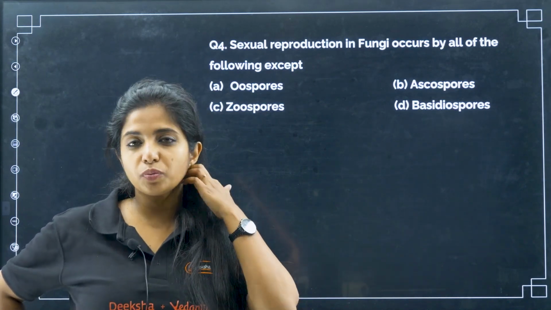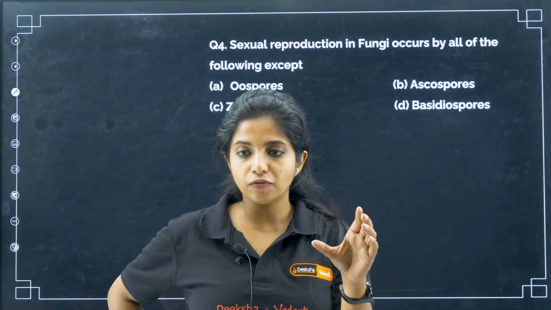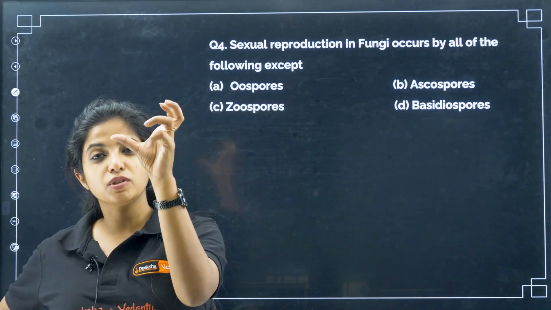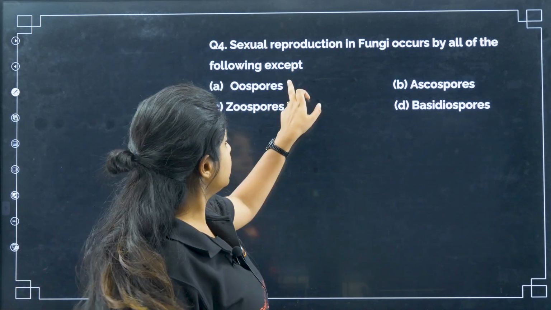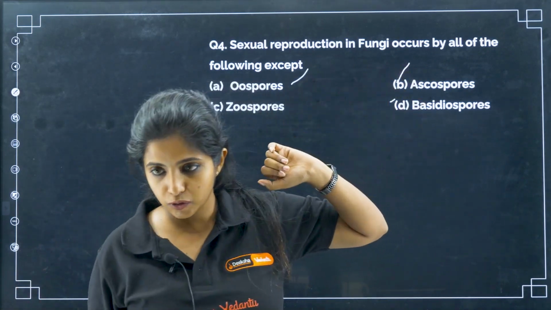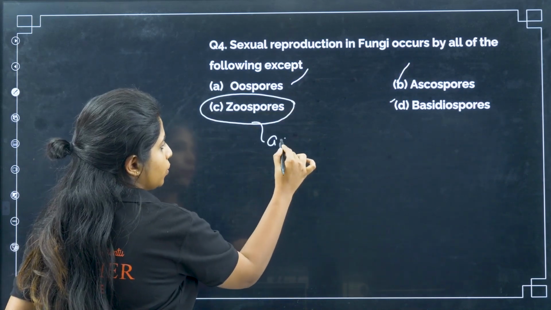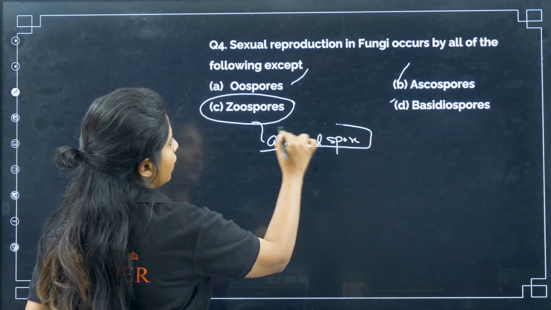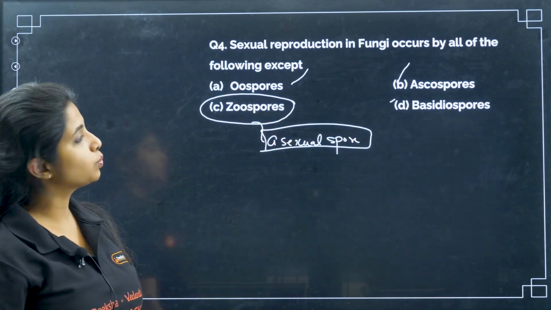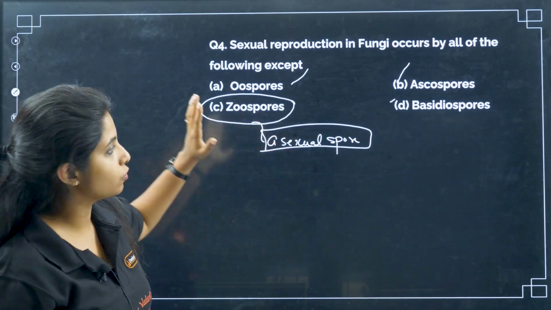There are sexual spores which are haploid in nature, my dear children, which are the result of a zygote being formed. The zygote undergoes meiosis and forms sexual spores which are haploid. Now, my dear children, these are all sexual spores, okay? This is an asexual spore that you are having. So sexual reproduction in fungi occurs by all of the following except zoospores, which are asexual spores.